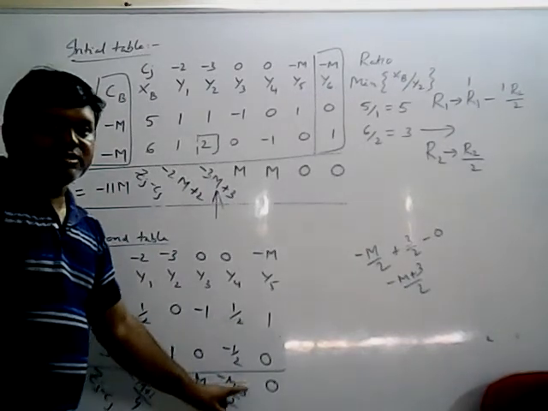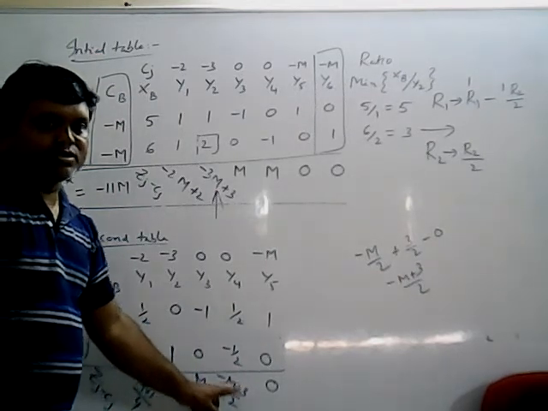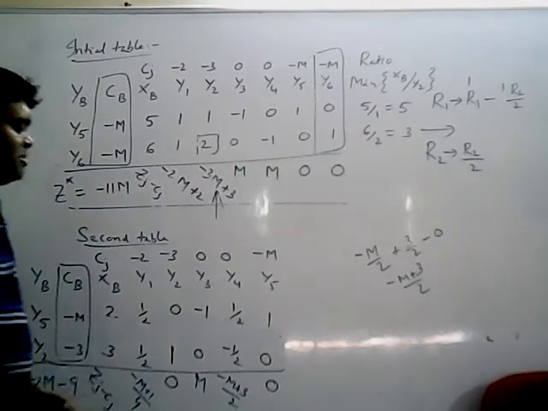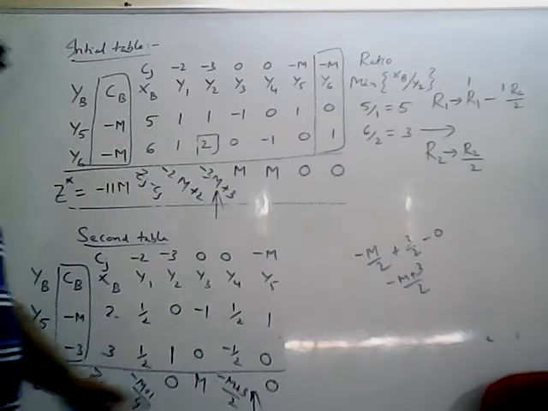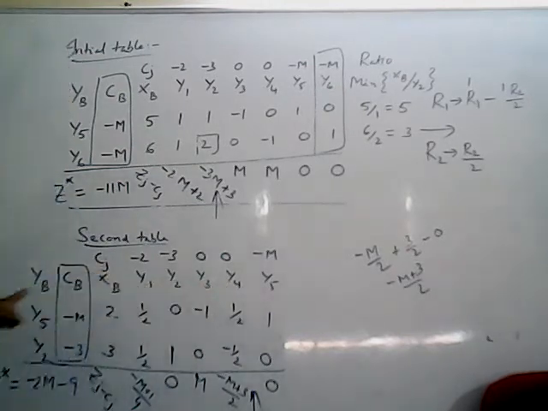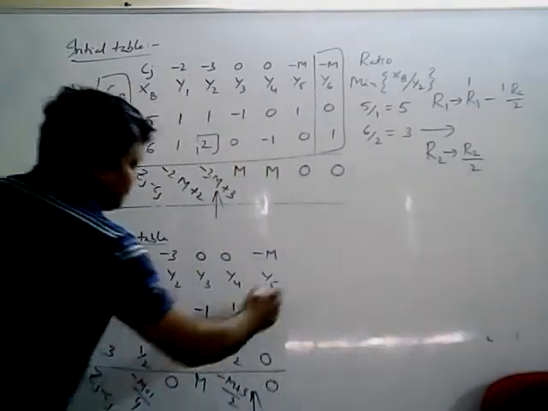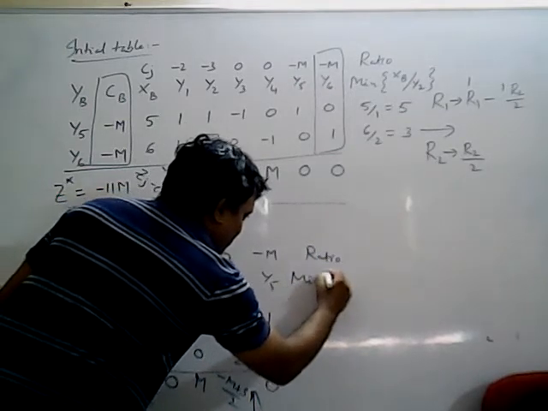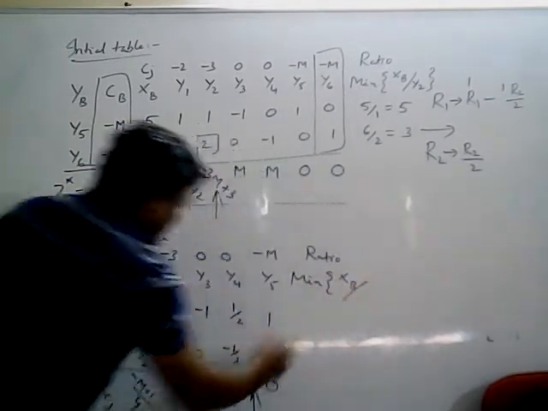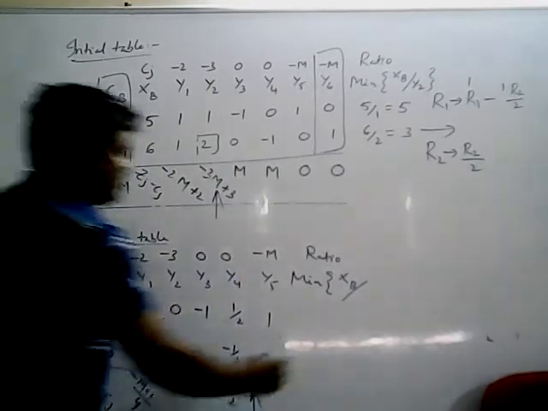Which is more negative? Ignore the negative sign; whichever is more will be considered. So m plus 3 is more compared to m plus 1. That means which variable wants to enter here? Y4. Y4 wants to enter into the basis, but the basis is already filled, so you require a deleting variable. All of you know the formula: you have to calculate the ratio, minimum of xb by the entry column. Your entry column is y4.